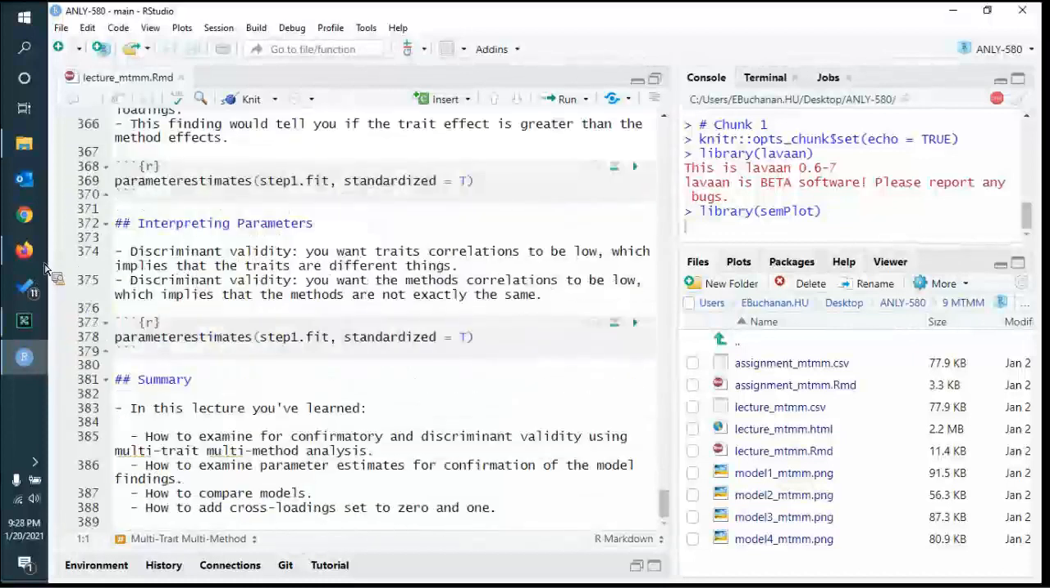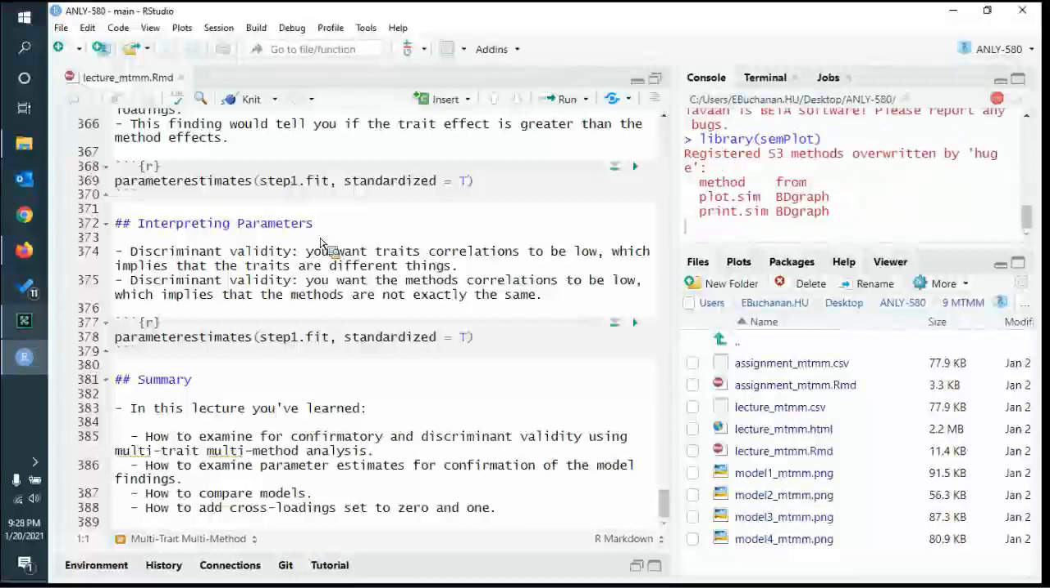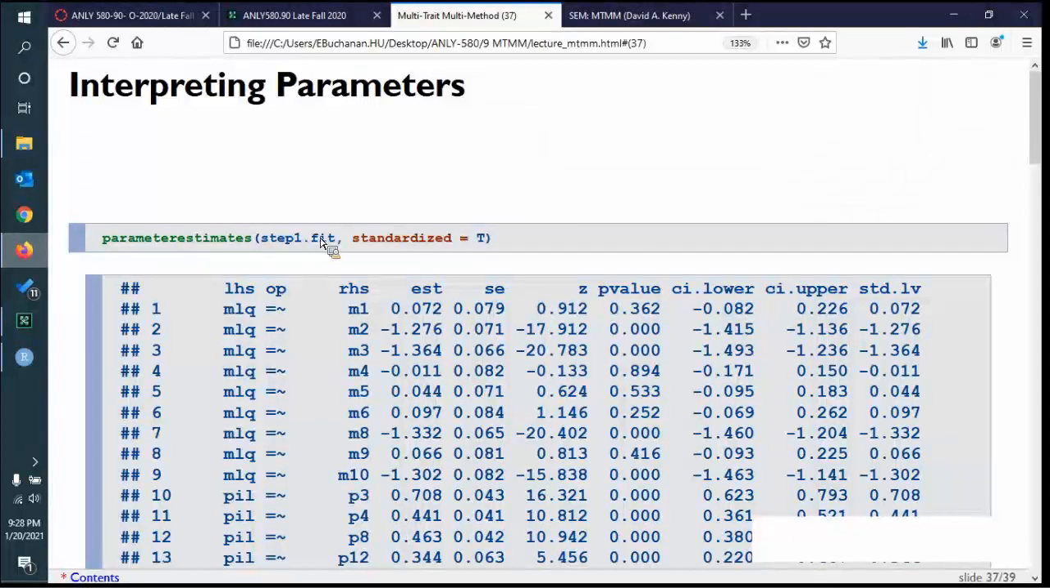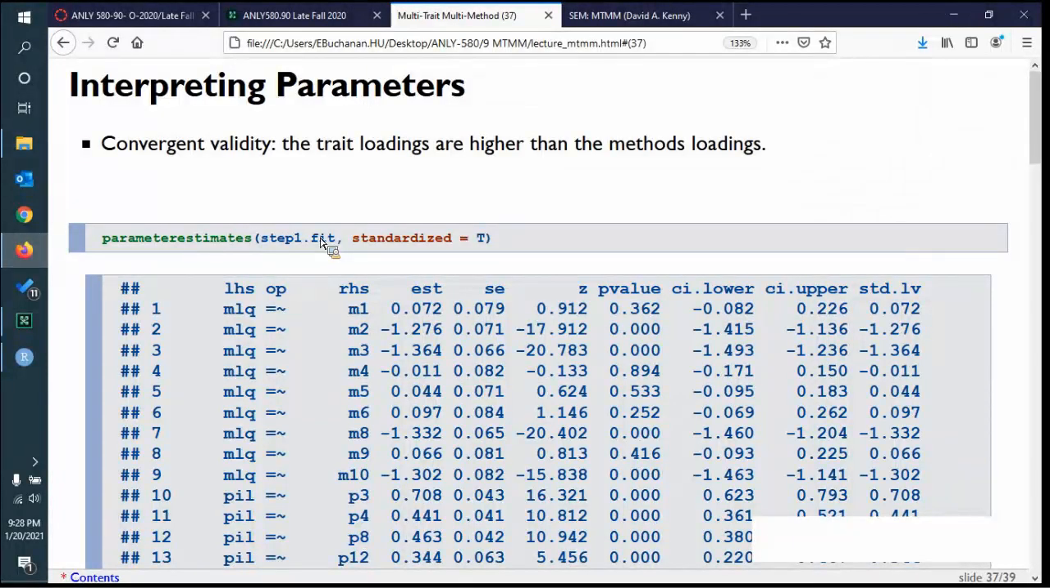Oh boy. Okay, so all that thinks really hard about loading simplot. So for convergent validity, what we would like to see is that the trait loadings are higher than the methods loadings. I'm using model one here.